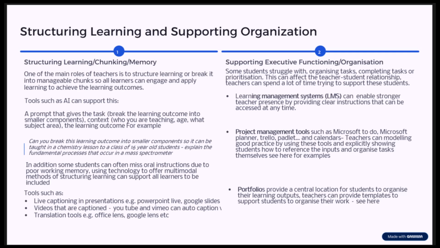or content. For example, "Can you break this learning outcome into smaller components" is the task, "so it can be taught in a chemistry lesson to a class of 16-year-olds" provides the content and subject area. "Explain the fundamental processes that occur in a mass spectrometer." This is the learning outcome. AI will give you a comprehensive breakdown of different structures that you can use to teach the lesson. You can test this to see if it's effective or not.